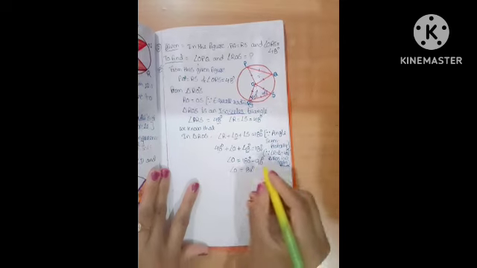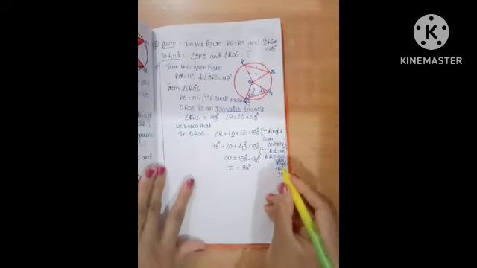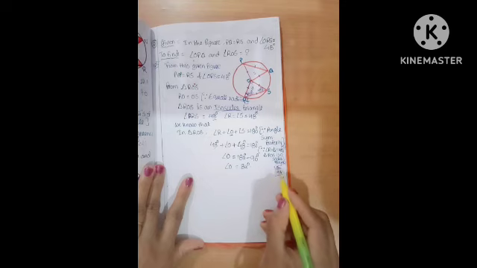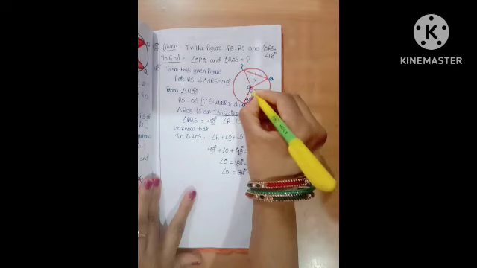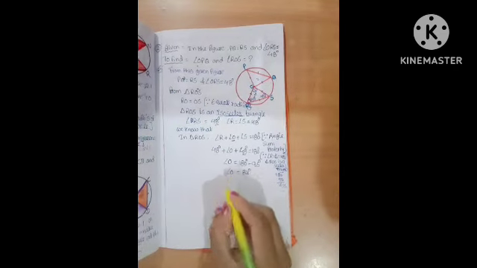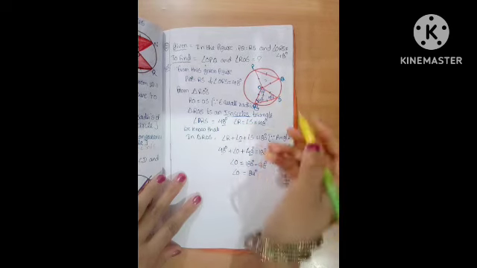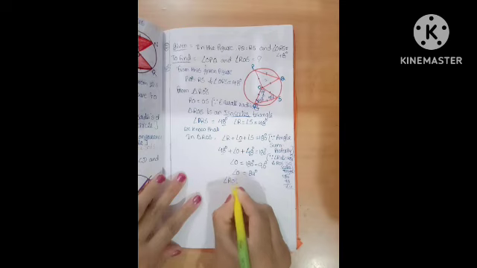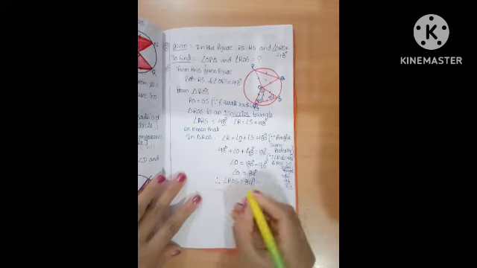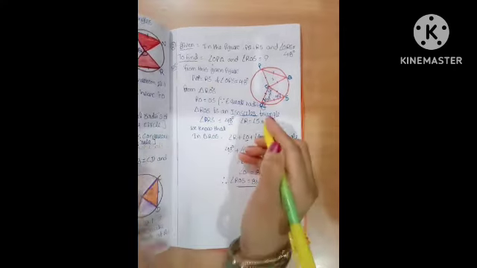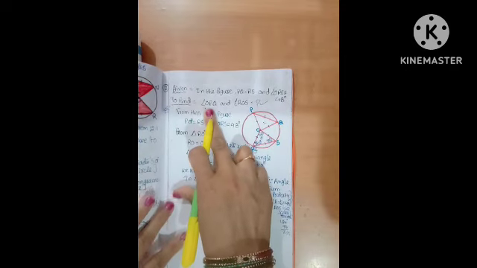Are you clear? Here it is 180 minus 96. Borrowing from 10, 10 minus 6 is 4, and here 17 minus 9 is 8, so 84 only. So angle O is equal to how much? 84 degrees. Angle ROS is equal to 84 degrees. Therefore ROS is equal to 84 degrees. One angle is over. Next, another angle. How to find out this one?